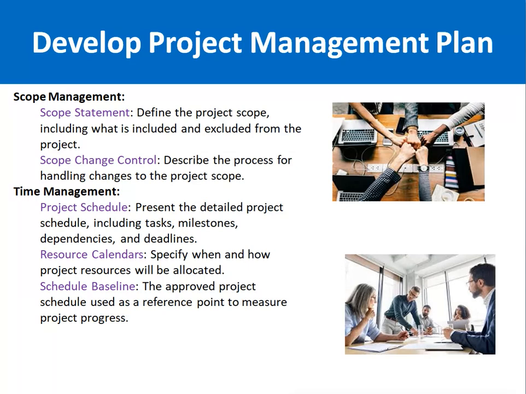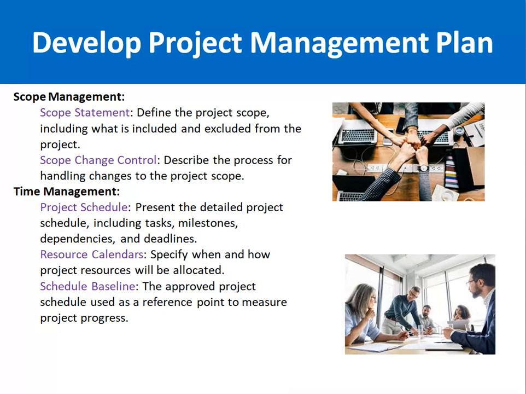Then the scope change control process is also defined, which describes the process for handling changes to the project scope. For example, 5 modules are defined that we will deliver to the customer. In case after 1 month the customer wants changes in the scope, how will you manage those changes in the scope? This process should be clearly defined in the scope management plan as well.